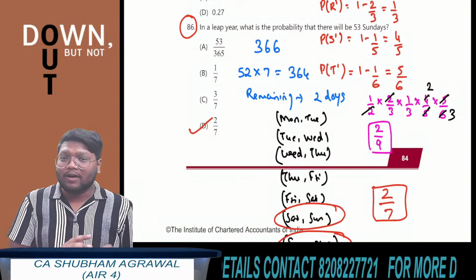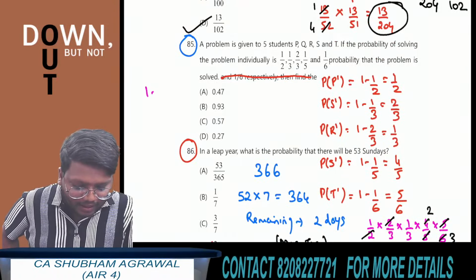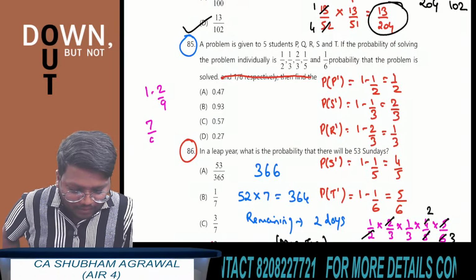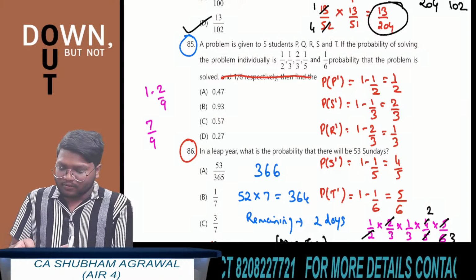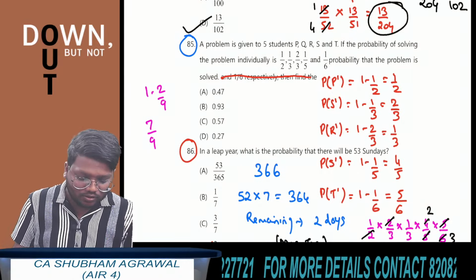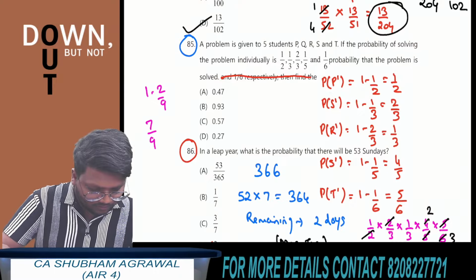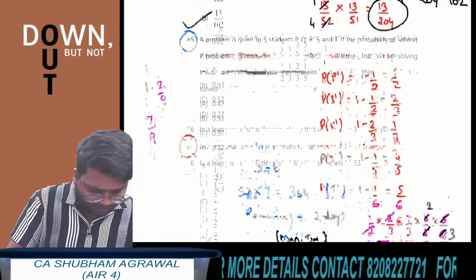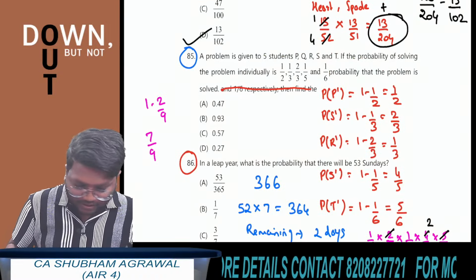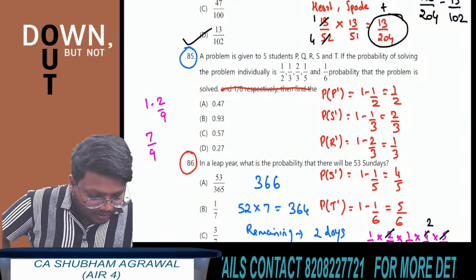The final answer is 1 minus 2 by 9. What is 1 minus 2 by 9? See here I am writing 1 minus 2 by 9. It is 7 by 9. Find 7 by 9 on calculator. 0.777 you are getting. So you can write it as 0.78. They have not given here any of the options as 0.78. Let me check whether I have made some mistake or not.